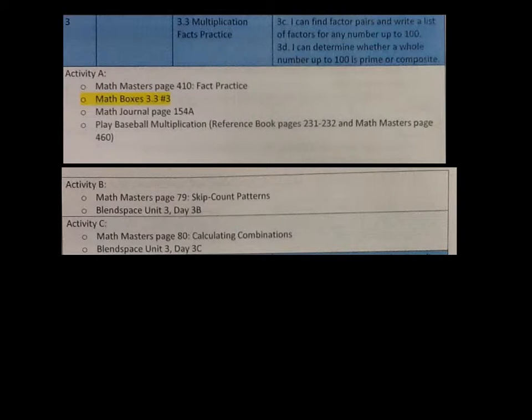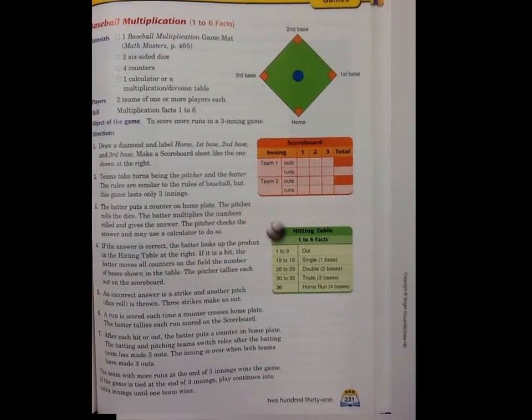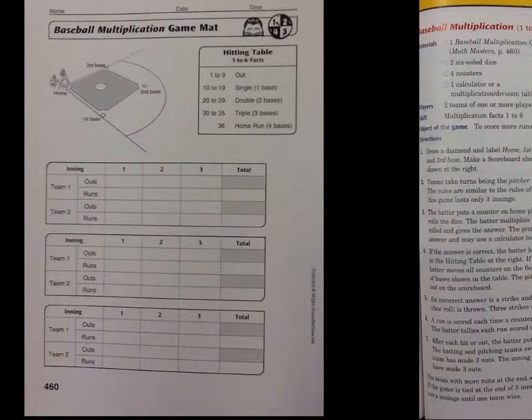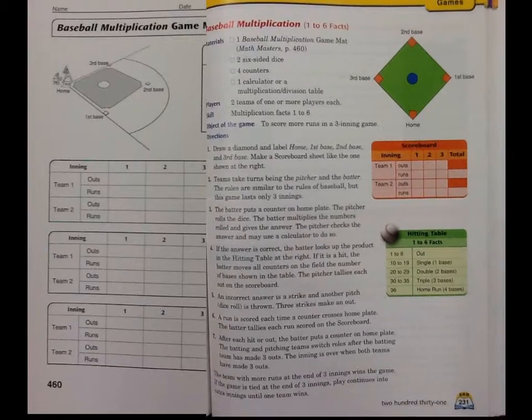Okay, so today you're going to be doing the Math Masters fact practice. We're going to go over that in a minute. We're doing math boxes, we're doing another journal page, and then you're playing baseball multiplication. First of all, let's take a look at baseball multiplication. This is what your worksheet or your Math Masters looks like. That's located in Mrs. Eichsted's room. Let's read the directions and see what you need.